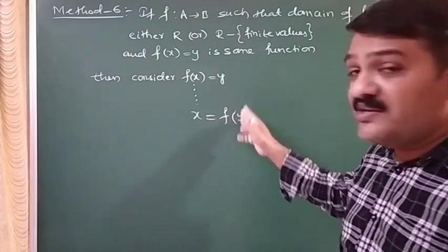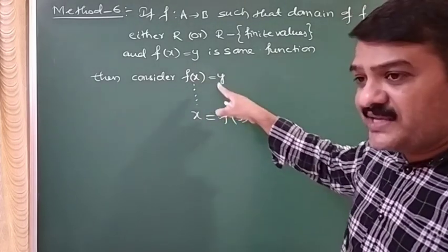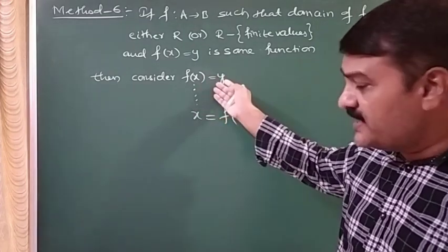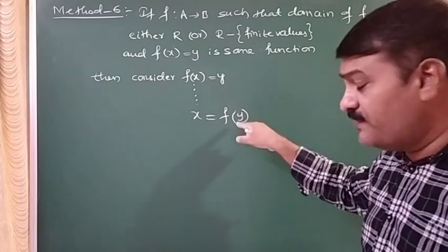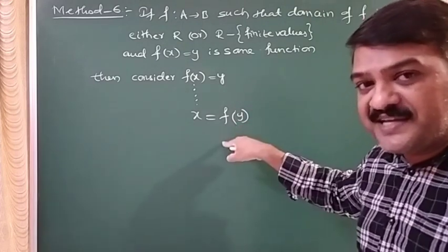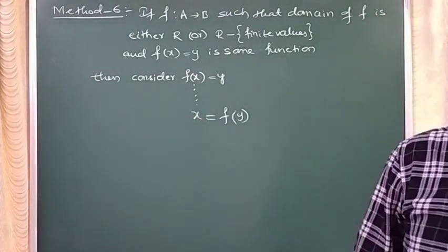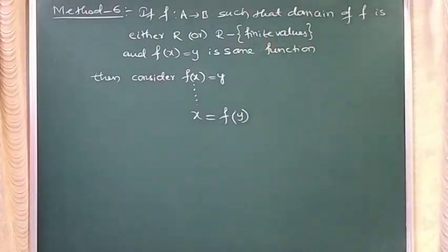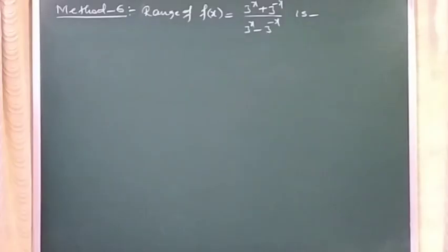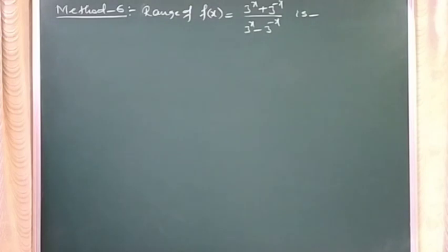Those y values only will give us the range, because f of x is equal to y, and y is f of x, which means y is only function values. So once you write like this, try to find the y values for which this equation is defined. Those y values only will give us the range. So let us solve an example for method 6.